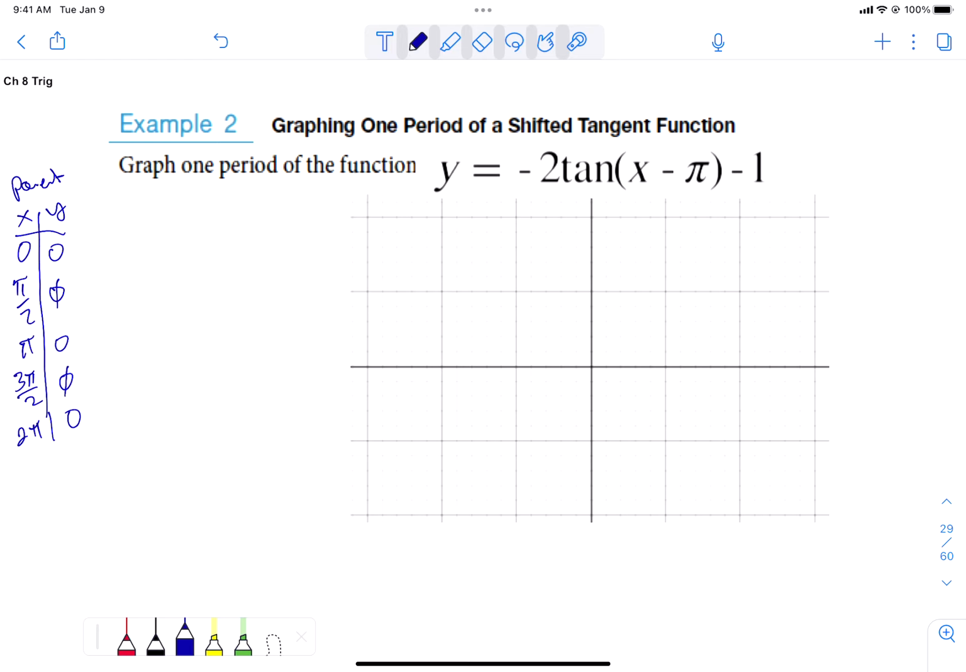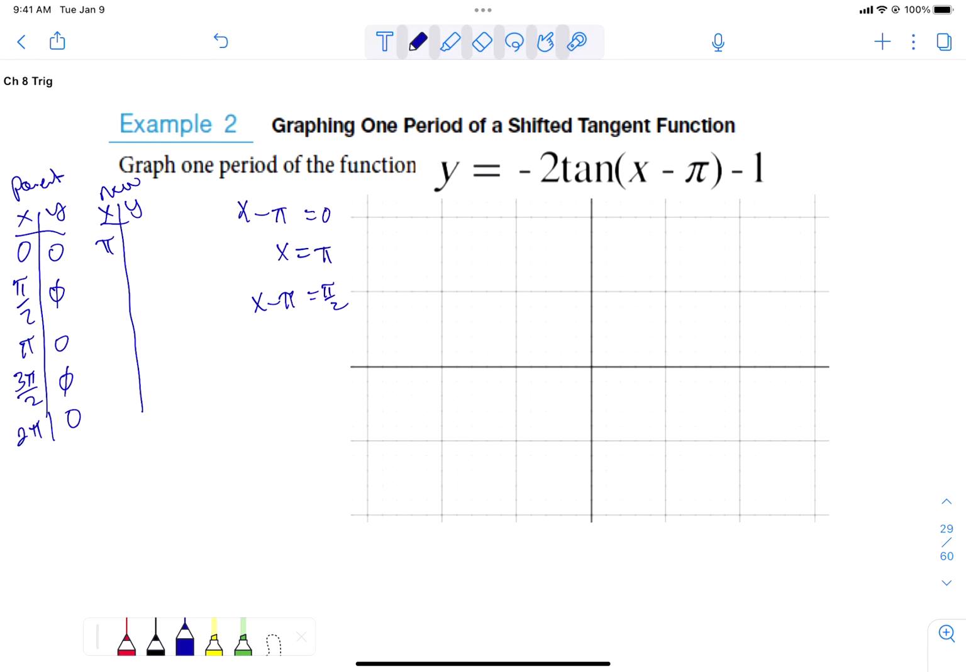Okay. So what do you want to do? You want to take whatever's in parentheses, and you want to set it equal to the original x's. So, x minus pi equals 0. Well, what do we do? To solve that, we have to add pi to both sides, so we get x equals pi. So our new function starts out at pi. And then we're going to do x minus pi equals the next x, pi over 2.